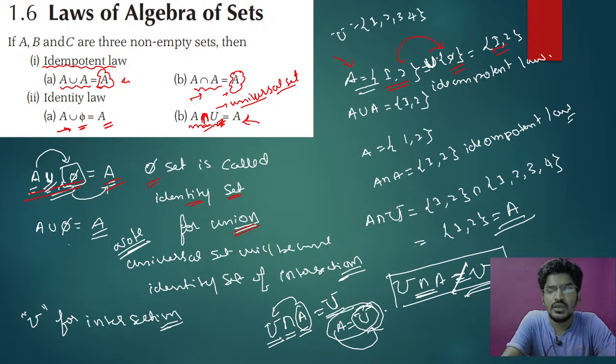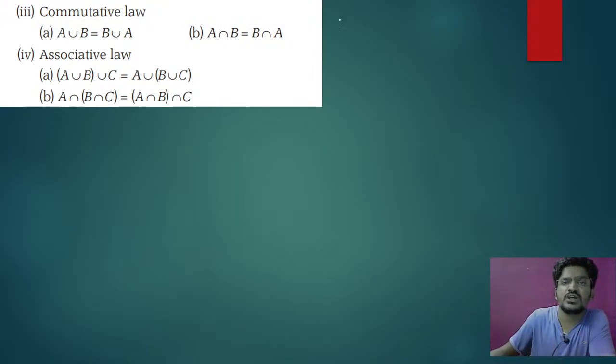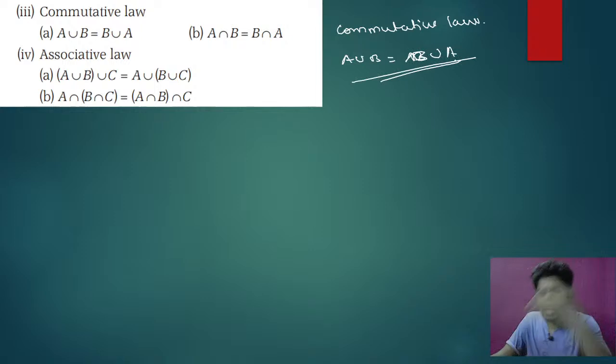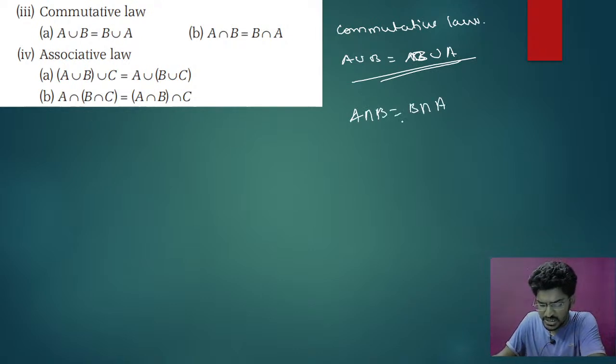Okay. So now we can go for the next law, that is commutative law. No problem, everyone can understand this. Very simple. A union B is going to be equal to B union A. There is no need to explain more. Next, A intersection B is going to be equal to B intersection A.